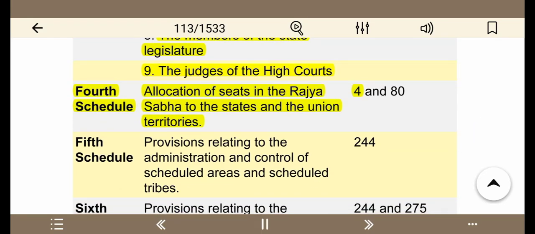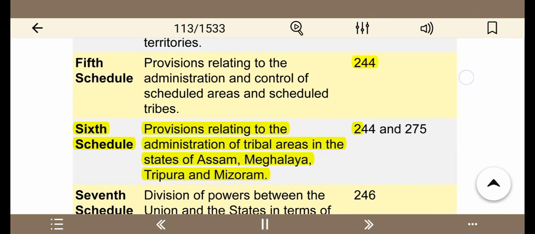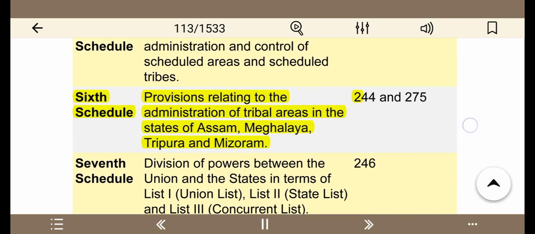Fourth Schedule: Allocation of seats in the Rajya Sabha to the states and the Union territories. 4 and 85. Fifth Schedule: Provisions relating to the administration and control of scheduled areas and scheduled tribes. 244. Sixth Schedule: Provisions relating to the administration of tribal areas in the states of Assam, Meghalaya, Tripura and Mizoram. 244 and 275. Seventh Schedule.